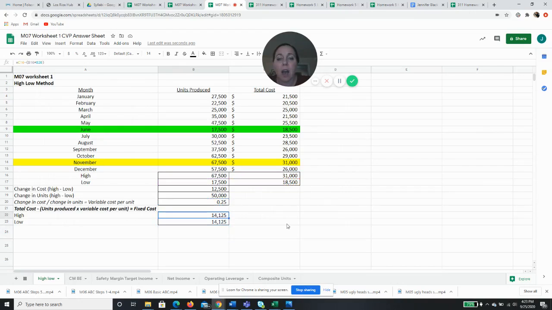So our fixed costs were 14,125 every single month. 14,125 was our fixed cost. Everything above that's variable. And our variable cost is 25 cents per unit. So now we've separated our fixed and variable costs, and we can start going and doing some cost volume profit analysis.